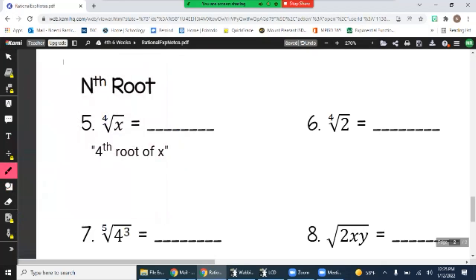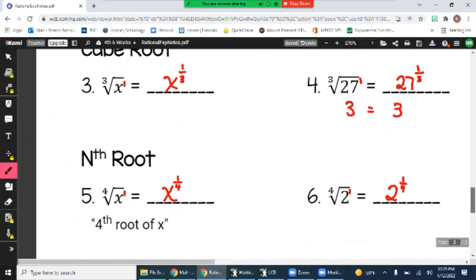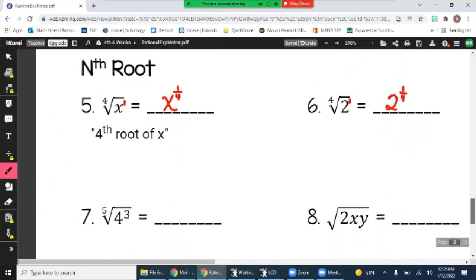All right. X doesn't have an exponent, so I put what? 1. And converting it to exponential form, it becomes x to the power of 1/4. Number 6, 2 needs an exponent of 1. Converting it to exponential becomes 2 to the power of 1/4. We're not going to keep putting this in the calculator because by now you should know you're gonna get the same answer, just two different ways of writing it, okay?